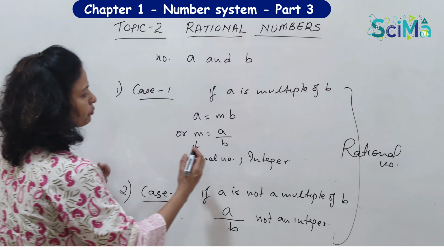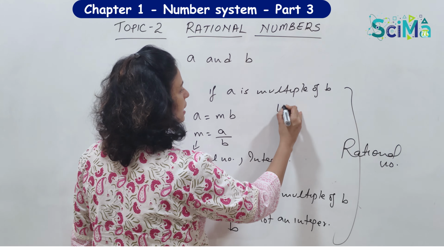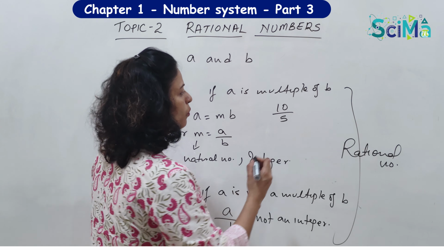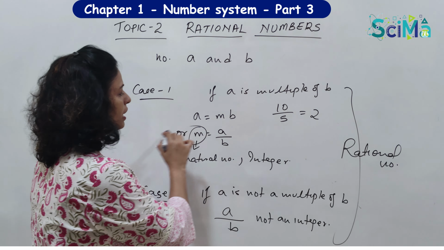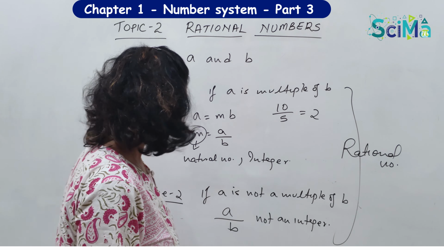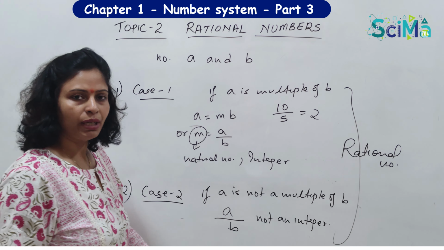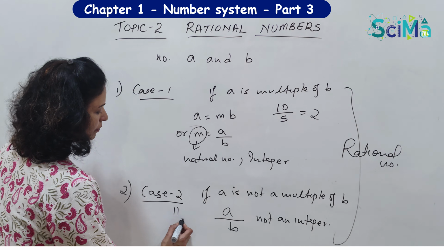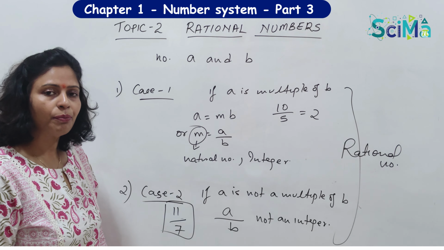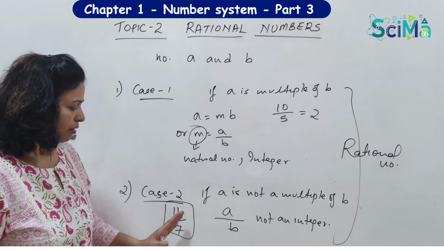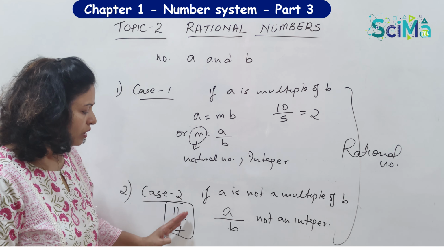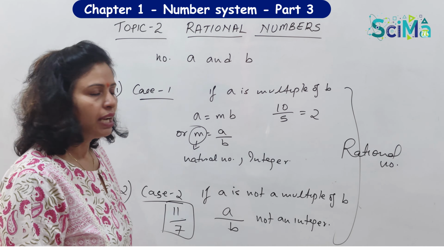Suppose if I give you an example, if a is a multiple of b, say 10 divided by 5, we know that 10 is divisible by 5, 10 is a multiple of 5. What do we get? 2. So we get an integer, an actual number. So here we can say 2 is also a rational number. And case 2, if a is not a multiple of b, suppose I give an example 11 divided by 7. 11 is not completely divisible by 7, but we can write it in the form of 11 by 7 where 11 is not a multiple of 7. So in this case also we call these numbers rational numbers.